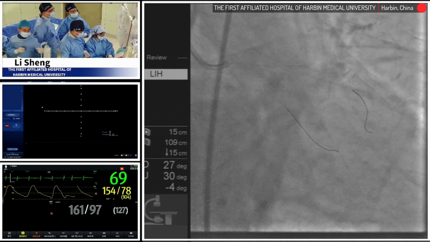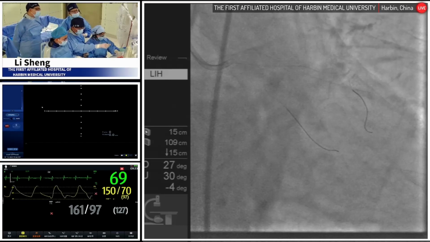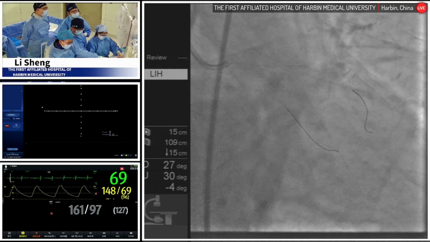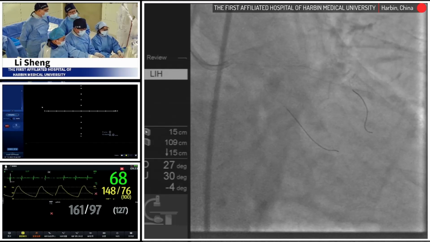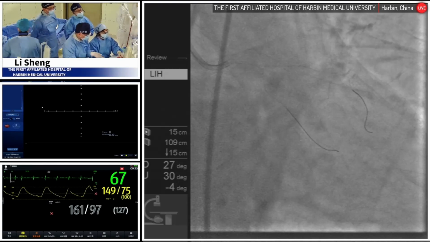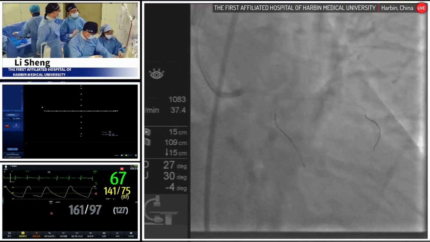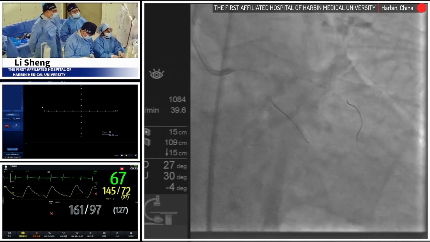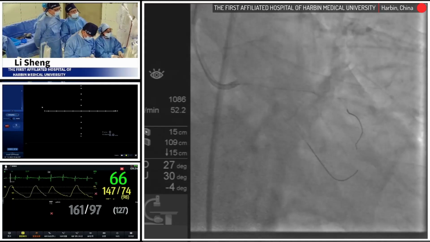Yeah, better. But actually we always have some difficulty delivering the balloon to the lesion. Okay, so your personal choice is you always try the cutting balloon first. If it doesn't work, a scoring balloon with a smaller profile. Yeah.